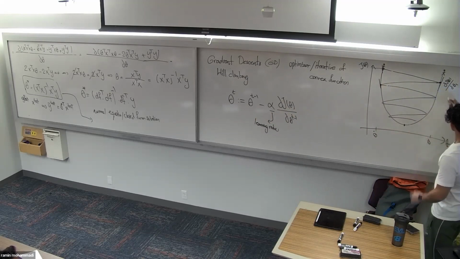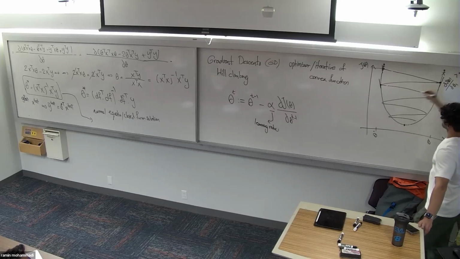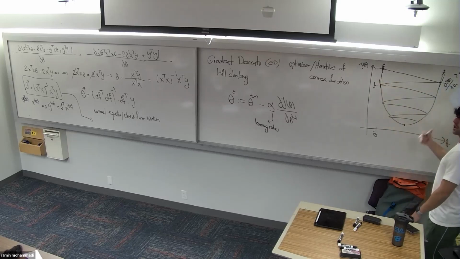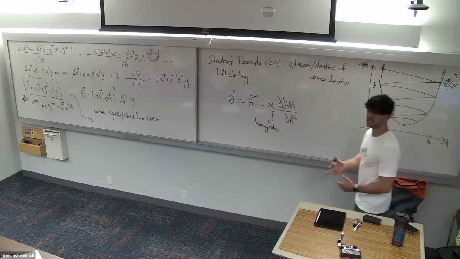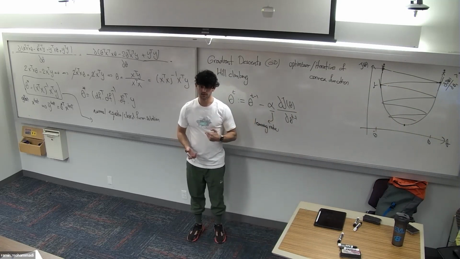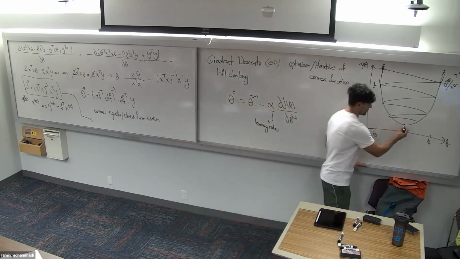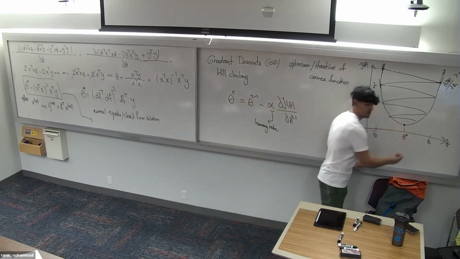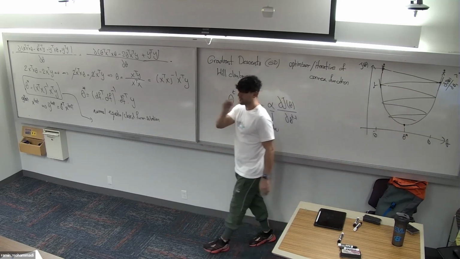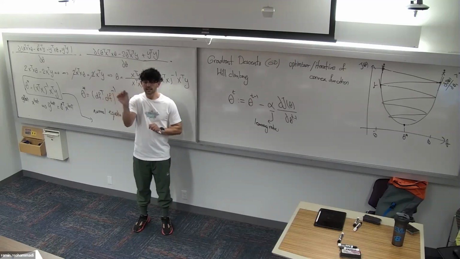Now, this derivative at this point, is it positive or negative? Positive. And here it is negative, right? So you know that always on the right side, the gradient is a positive value. On the left side, the gradient is a negative value. Okay, so how is that going to help us? Your goal is to reach this point, this theta star.